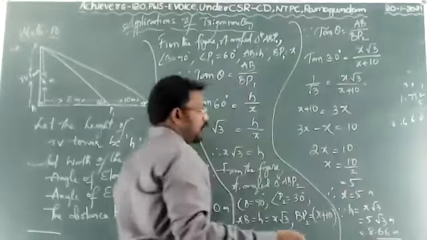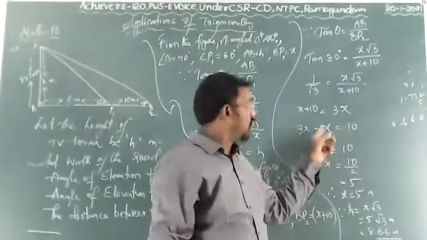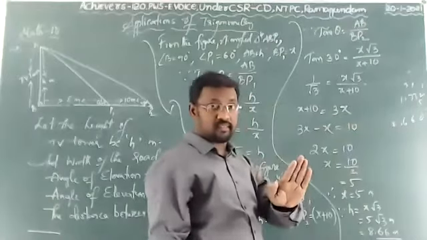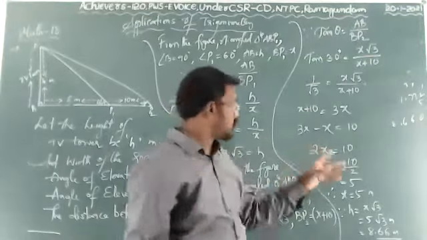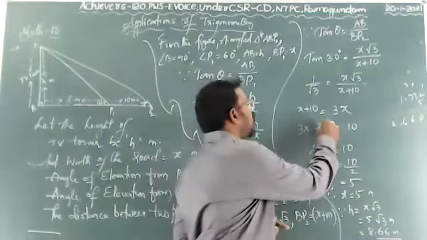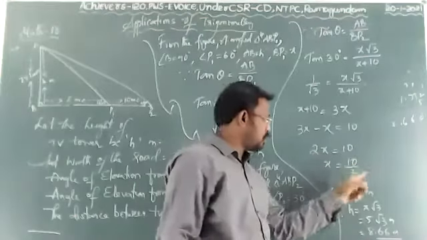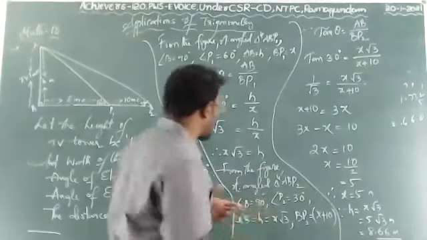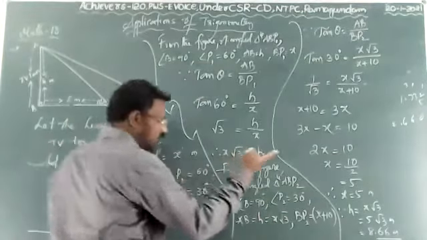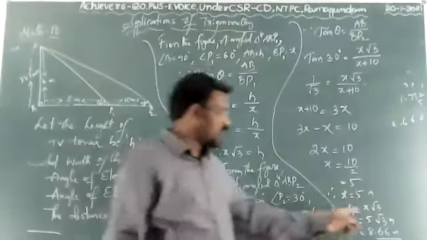x will be there, so x is sent to the right side, minus x, and 10 is already there. 3x minus 1x, that is 2x is equal to 10. 10 by 2, you got 5. The width of the road you got is 5. Substitute that width here: h is nothing but 5 root 3. Height, you can leave it like this, 5 root 3.